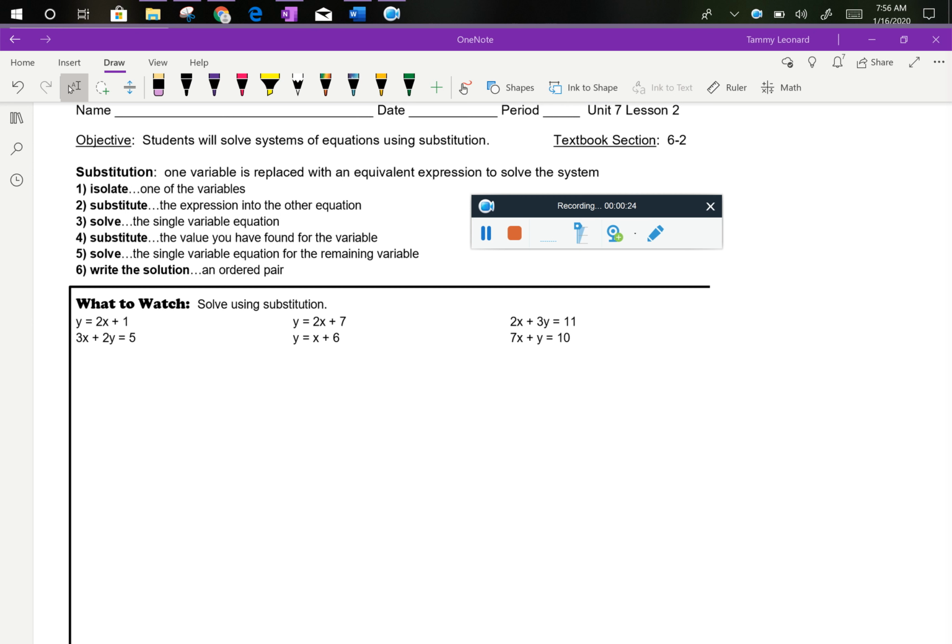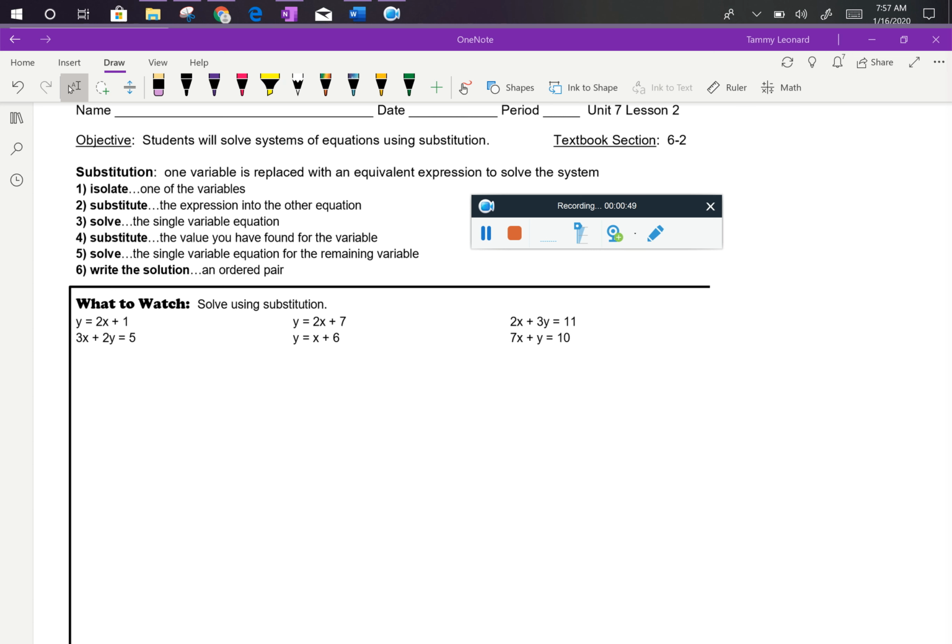So the first method we're going to learn about is called substitution. The next method we'll learn about in lesson 3 is called elimination. If you notice on the top of your note sheet, I've written you a list of steps with key words to help you remember the steps. So substitution is one variable being replaced with an equivalent expression in order to solve the system. So this is another method we can use to find out where two lines meet.